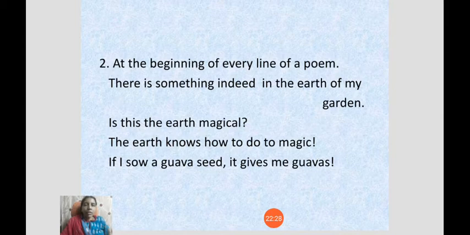Is this the earth magical? The first word is is and the first letter is I. So I we are writing in capital. The earth knows how to do magic. The first word for this verse is the, and the first letter is T. In the same way, if I sow a guava seed, it gives me guavas. The first word is if, and the first letter is I. That's why we are writing I in capital. So for every line of the poem, the first letter should be written in capital.